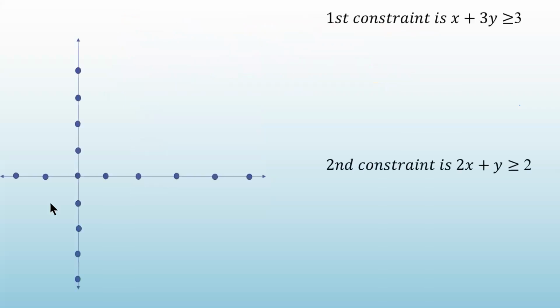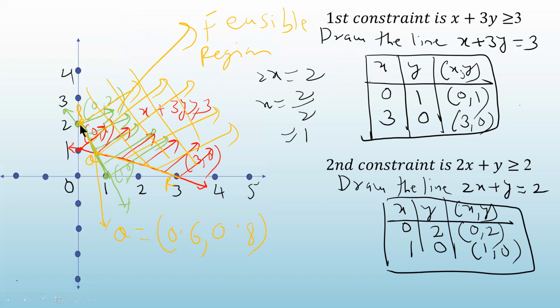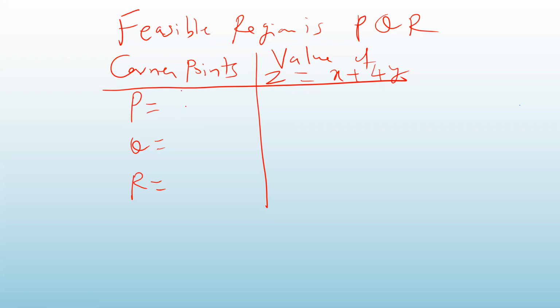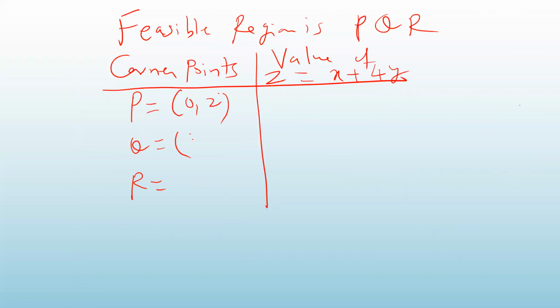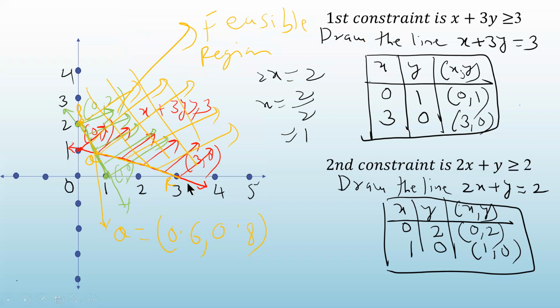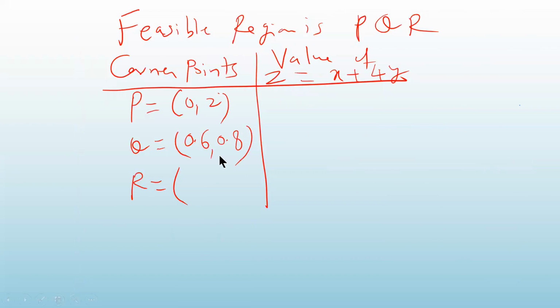What is P? P is this point. So the coordinates are (0, 2). What is Q? Q is this point. The coordinates are (0.6, 0.8). What is R? R is this point. The coordinates are (3, 0). Okay. Now find the value of Z.